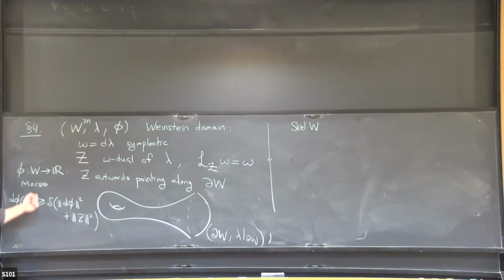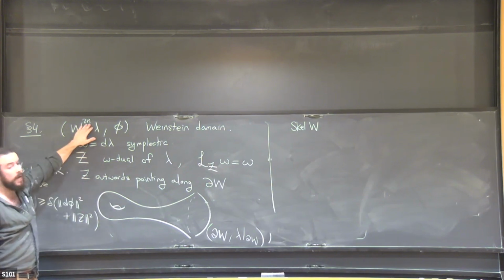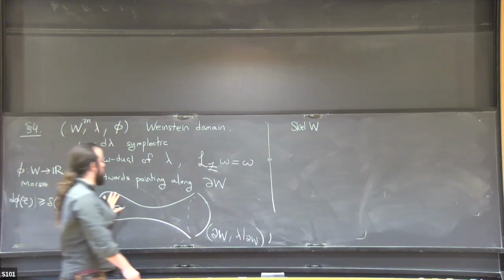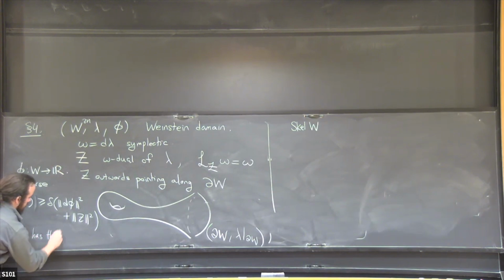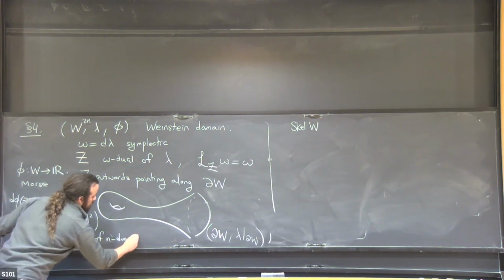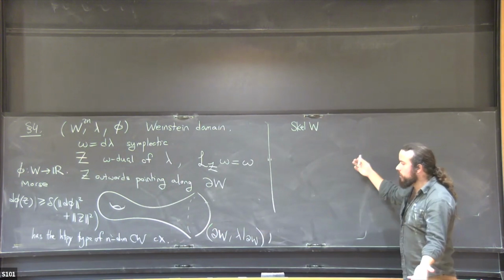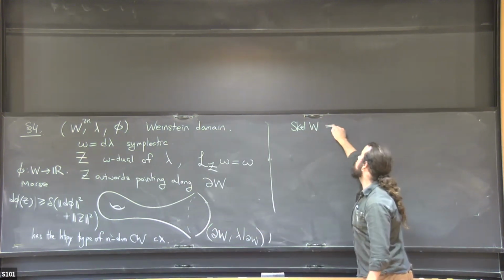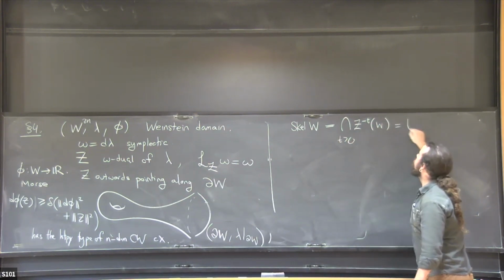So because of this condition, you will find that the stable manifolds of all the critical points are in fact isotropic for the symplectic form, and therefore their index can be at most half of 2n, which is n. So this has the homotopy type of an n-dimensional CW complex. And a representative can be taken by the union of the stable manifolds in any Morse theoretic context. So the skeleton is defined to be the attractor of the negative flow, which is of course just the union of the stable manifolds.